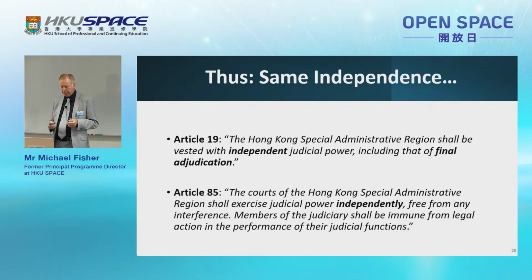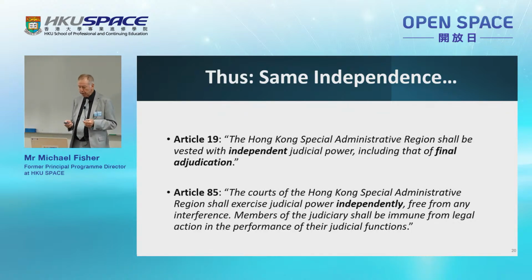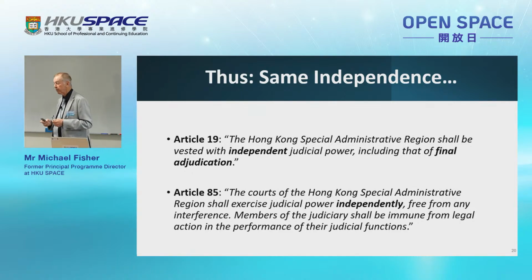And the same independence. Article 19 says the Hong Kong SAR shall be vested with independent judicial power, including that of final adjudication. And Article 85 says the courts of the Hong Kong SAR shall exercise judicial power independently, free from any interference. Members of the judiciary shall be immune from legal action in the performance of their judicial functions. You can't, in other words, prosecute them for making the wrong decisions. It's very important to judicial independence that judges have security of tenure.